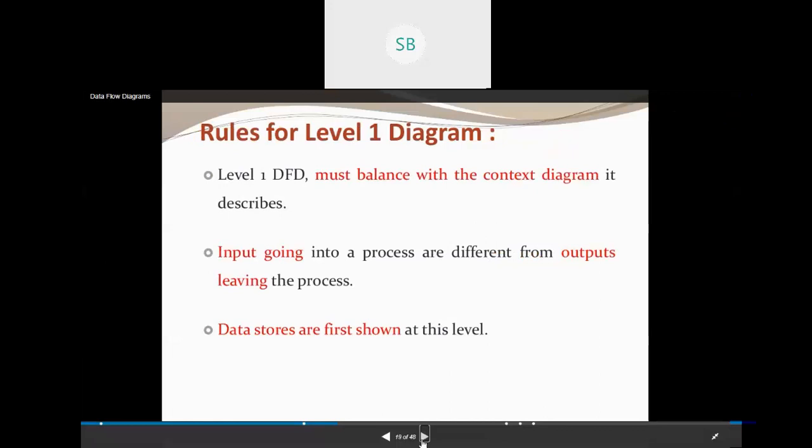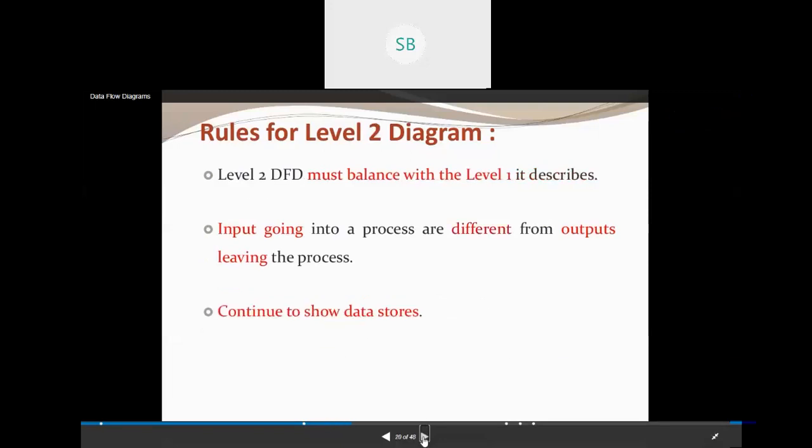Next, we have rules for level 1. Here we break down that process; for the food ordering system we saw, that entire process will be broken down into sub-processes. That is the level 1 diagram. The level 1 DFD must balance with the context diagram it describes. Inputs going into a process are different from outputs leaving the process. Data stores are first shown at this level.